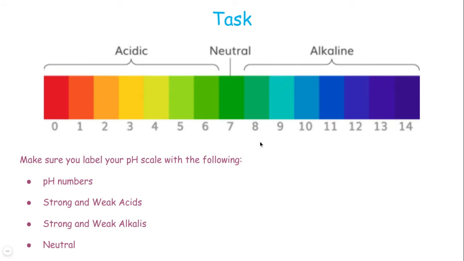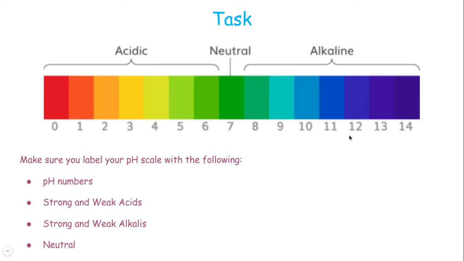And exactly the same with the alkaline side. We've got green in the middle for neutral, and then we've got kind of blue, light blue turquoise colour. And you can see that as the numbers go up, the colours get darker and more intense. And at 14, it's the darkest colour, that's the strongest alkalis, okay? So hopefully that gives you a good idea of what the pH scale does.